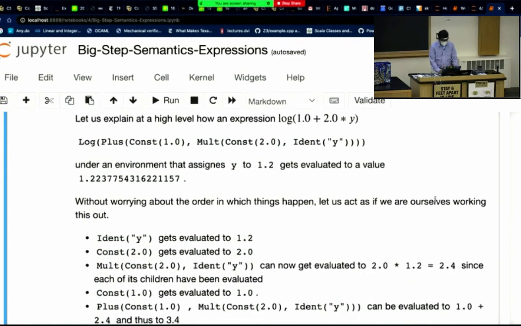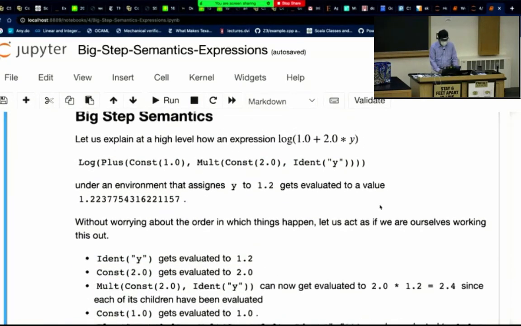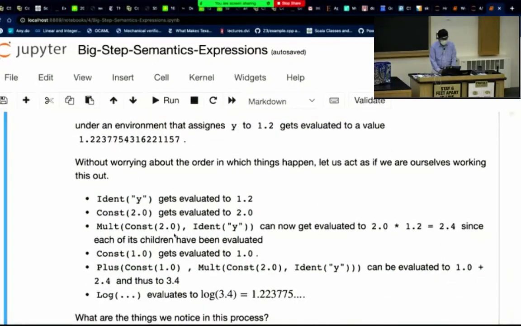Okay, and you can go bottom up and you can say, okay, I know that 2 is a constant, so that's just 2. I know that y is just 1.2. Okay, I know that if I multiply 2 and 1.2, I get 2.4. I know how to add 1 to 2.4, I get 3.4, and then I can do a log of 3.4 and I get my final answer. So there is a step-by-step way of doing it. Okay, so you know how to do it.